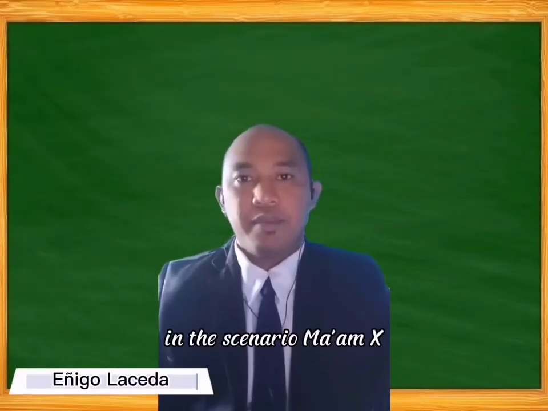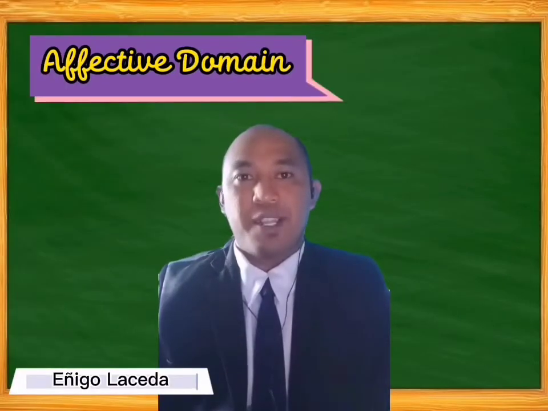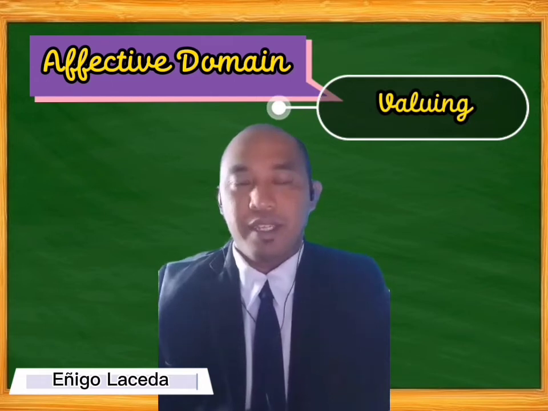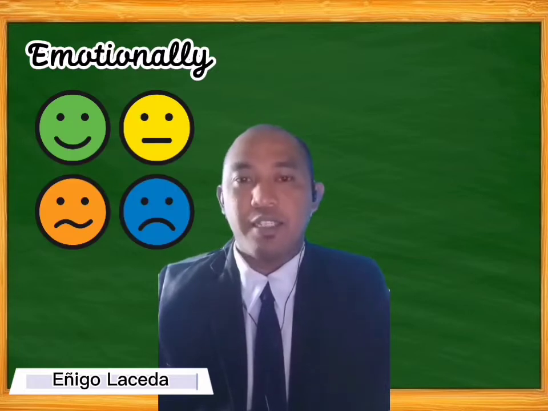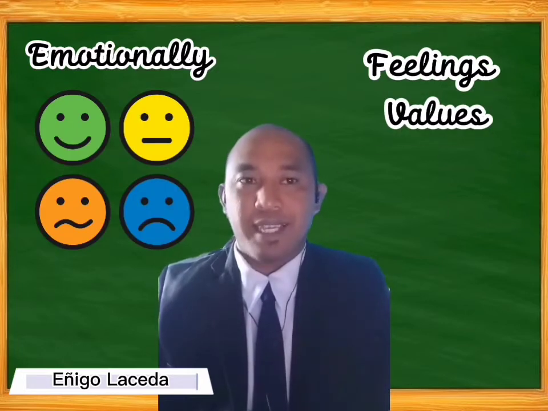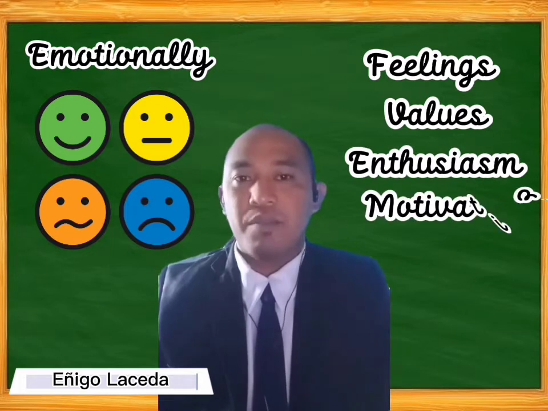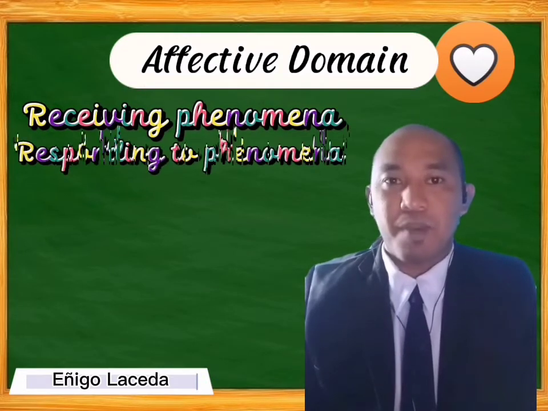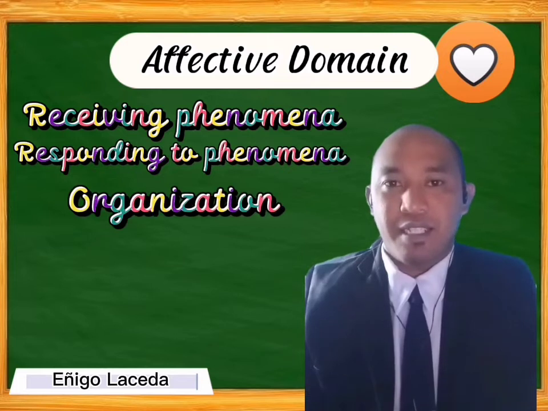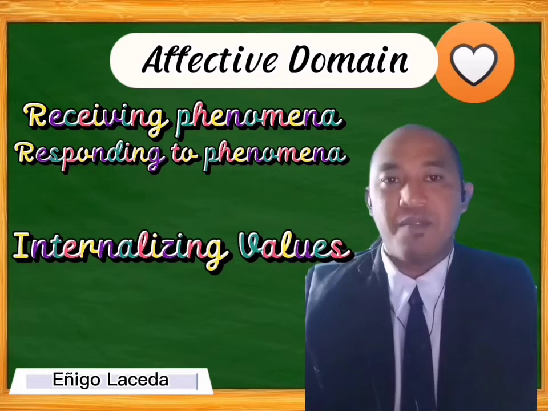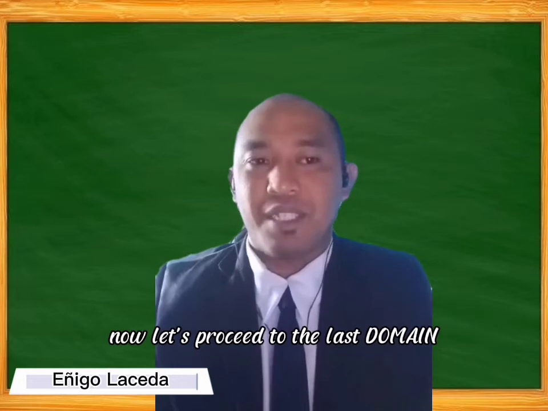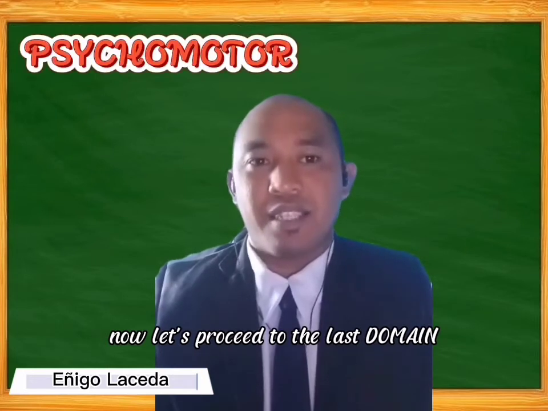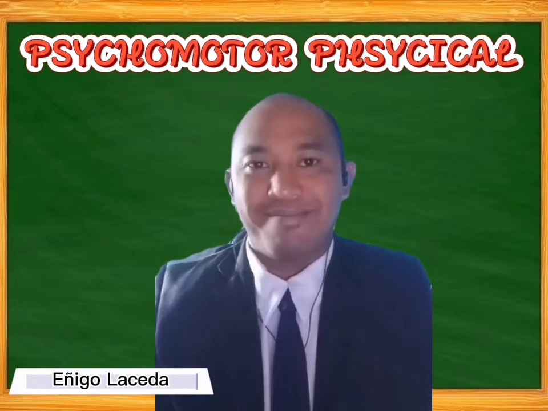In the scenario, ma'am, we used the affective domain, which is valuing. This domain includes the manner in which we deal with things emotionally, such as feelings, values, appreciation, enthusiasm, motivation, and attitudes. Other examples of the affective domain are receiving phenomena, responding to phenomena, organization, and internalizing values. Now let's proceed to the last domain, which is the psychomotor or physical domain.